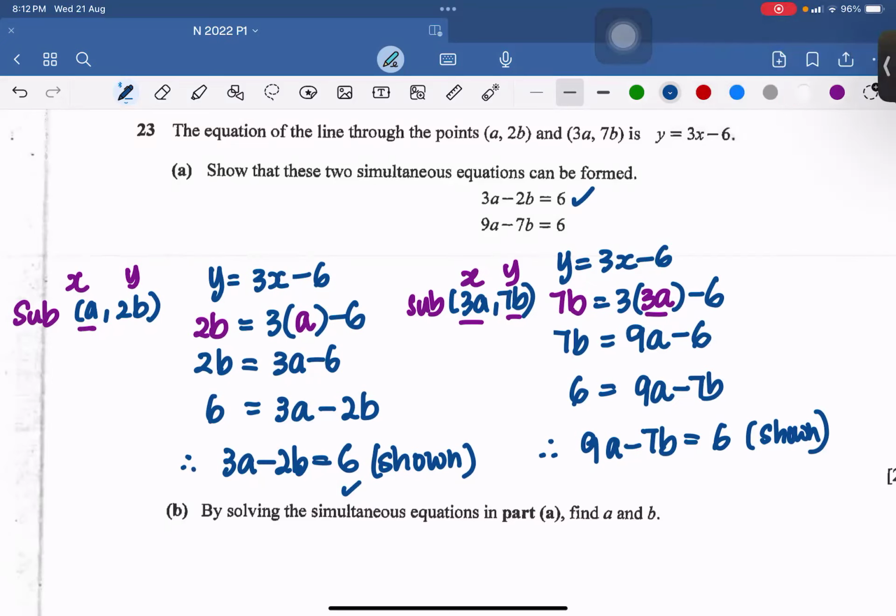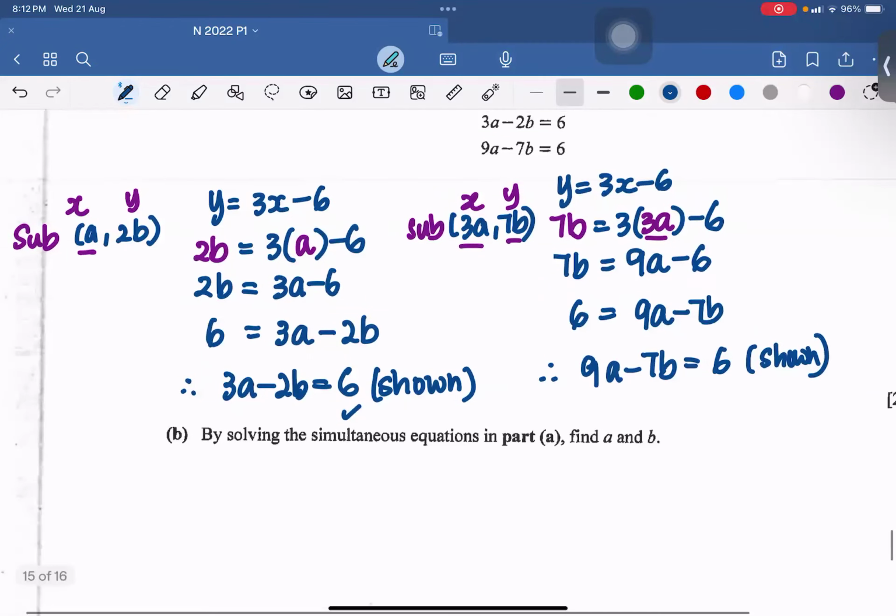Right. Next, by solving the equations in part A, find A and B. So let's say even if you do not know how to do part A, you can still use the equation given to you to solve the equation. So for me, what do I notice? I don't like to do substitution, especially when the numbers are going to have fractions or division.